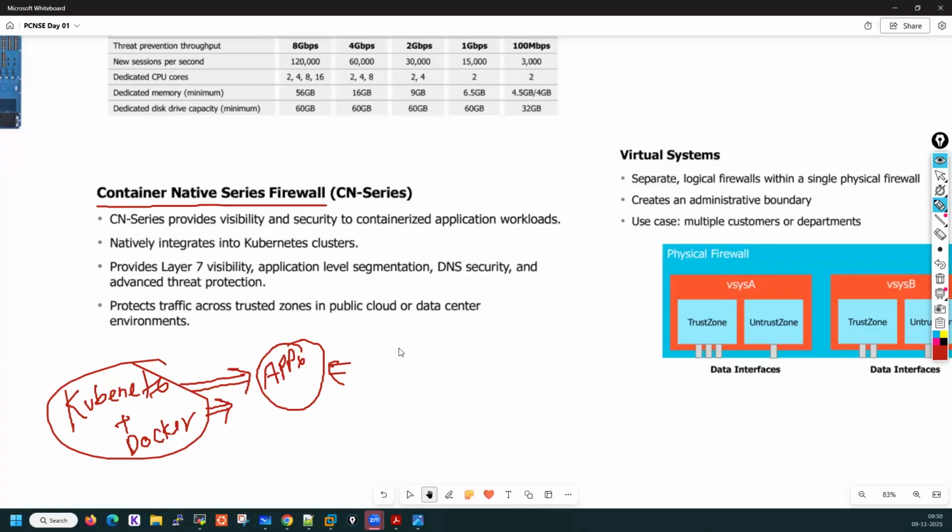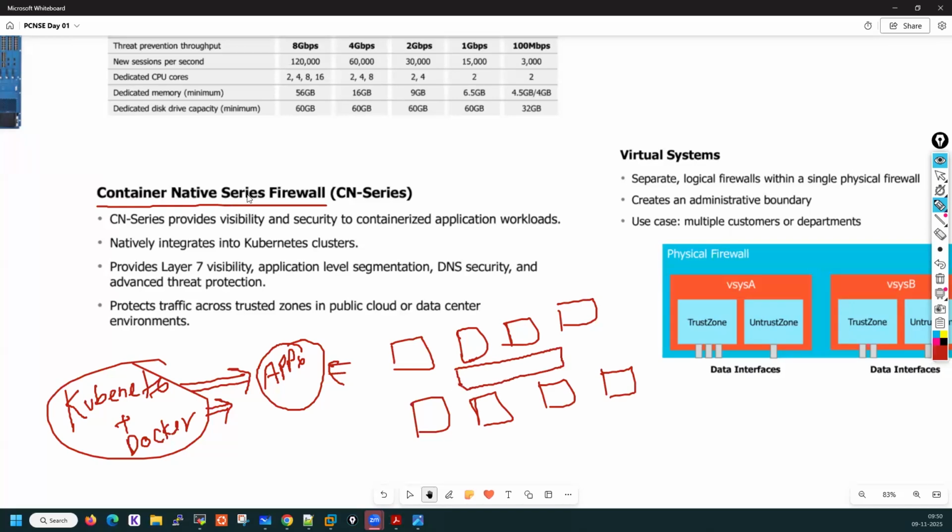now let's suppose you are not running a single application, you are running multiple applications, let's say 8 applications. If you want to protect the communication happening between those 8 applications, then you also need to run a Palo Alto Firewall as a Docker image. It will protect the communication happening between those particular applications. So they have created a container native series firewall, or CN-Series firewall.